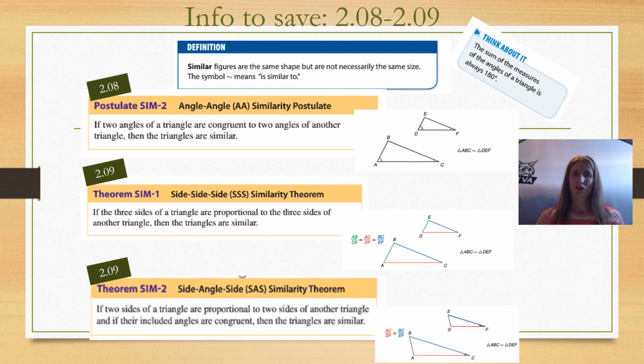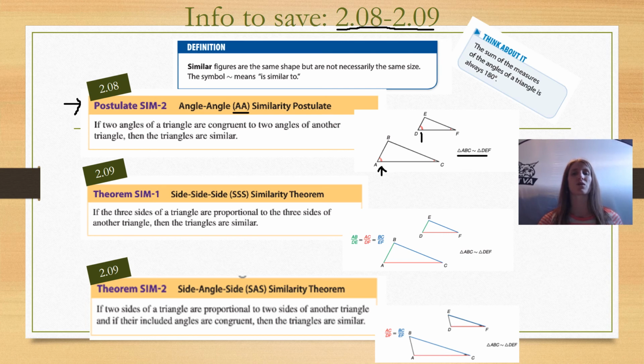The information for 2.08 and 2.09 is all about triangles and similarity. 2.08 was actually this postulate right here, and it focused on the angles. You see this angle-angle similarity postulate. It says if two angles of a triangle are congruent to two angles of another triangle, then the triangles are similar. You can see in our example that we have these congruency symbols in the corner. That's a little bit hard to see, but there are actually two marks there.